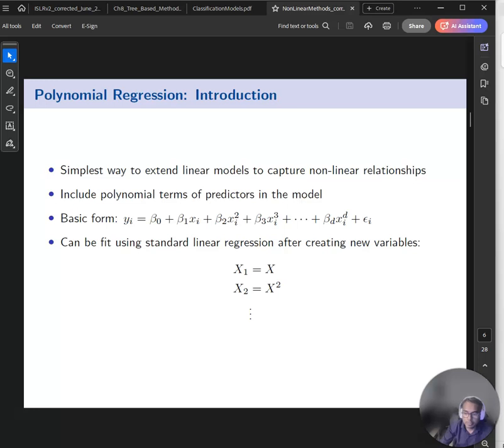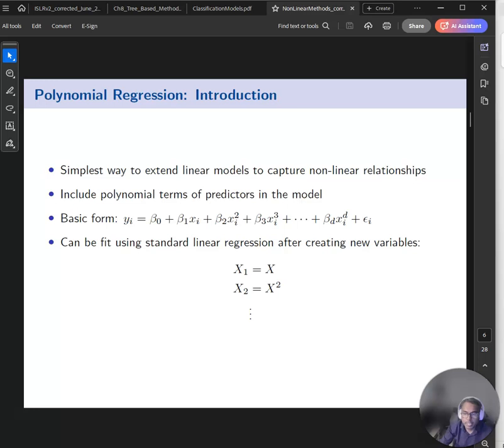I'm calling it linear because it is linear in the parameters beta, not the predictors themselves. We can fit these models using our standard linear regression tools after creating new variables that represent the polynomial terms. For example, if we have a predictor x, we can simply create new variables: x1 is x, x2 is x squared, x3 is x cubed, and so on, and just add them in a regression model.